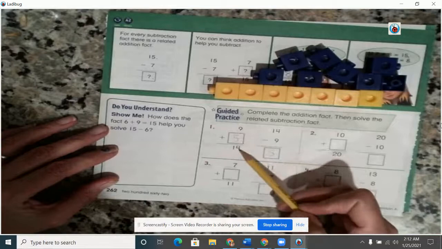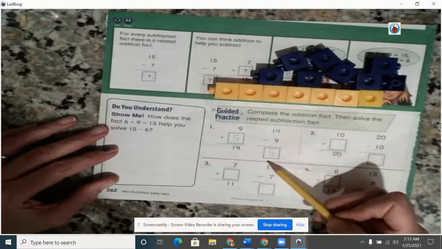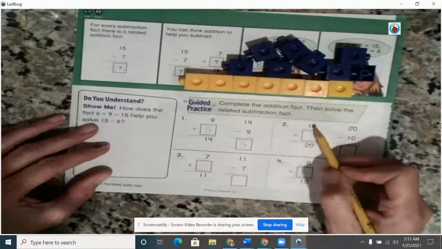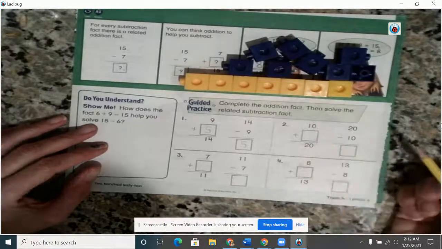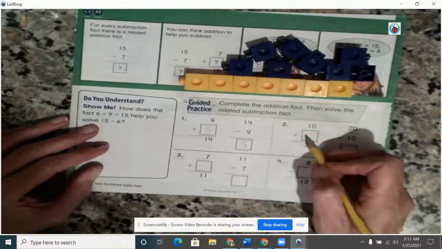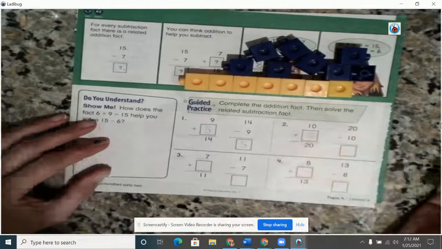Part, whole, and then here we have whole, part. So here we got our part. Now we need to know what the other part is that goes with 20. Well, I know 10 and 10 is 20 because that's a double, so I know 10 is going to go there, right? You guys know that.